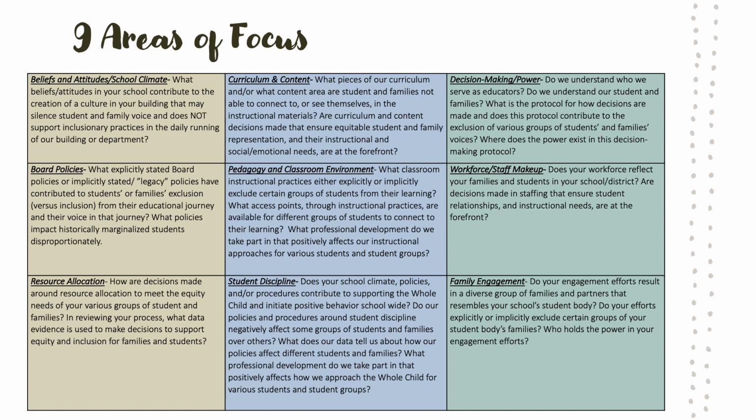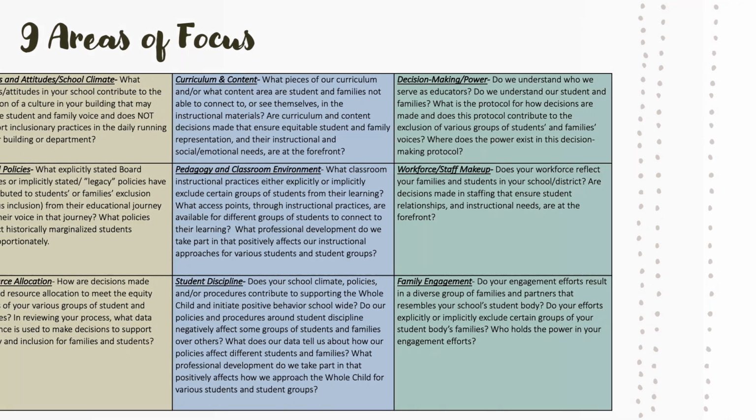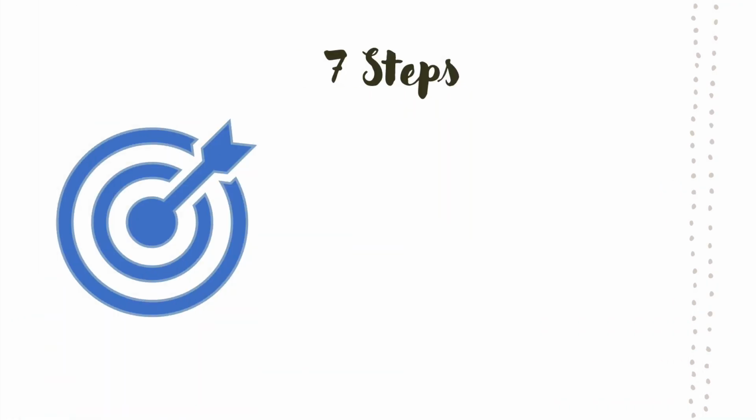In our September meeting, we introduced the 9 areas of focus for each school to choose a focus area for the year. We've been working to ensure equity and inclusion is aligned throughout the district. So we extended the same opportunity for departments to choose an area of focus and the school board of directors. The 7 steps each school and department will go through to pursue equity are the following.